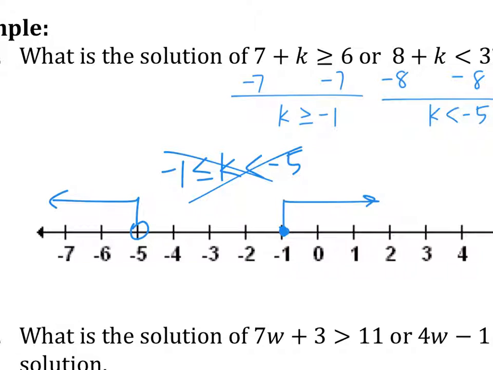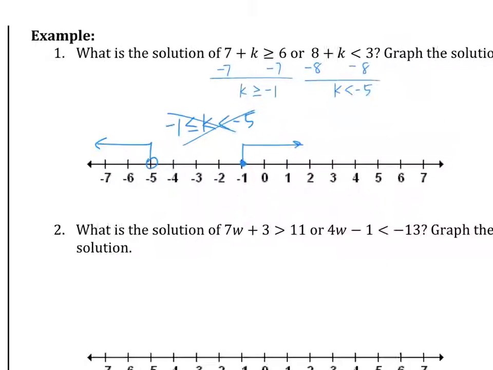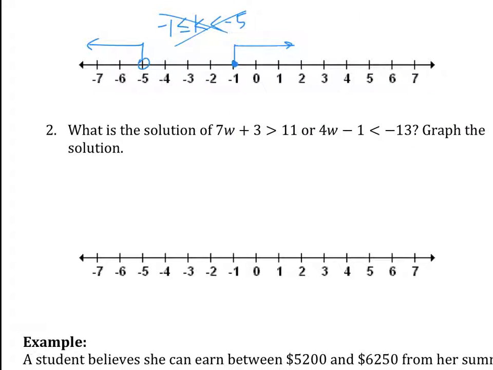Okay, so please don't do that. I see it on the test a lot. That's why I'm giving you a warning. People always do that. Okay, let's have you guys try number 2. Okay, so number 2, the answer is w greater than 8/7 or w less than -3. And then we'll finish the word problem tomorrow.